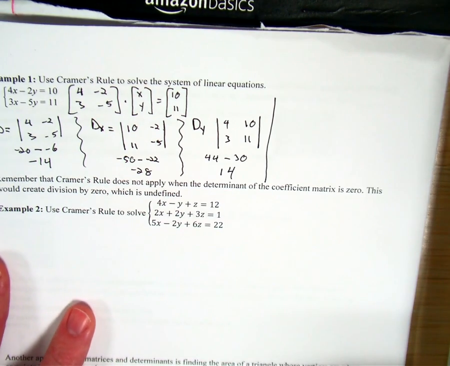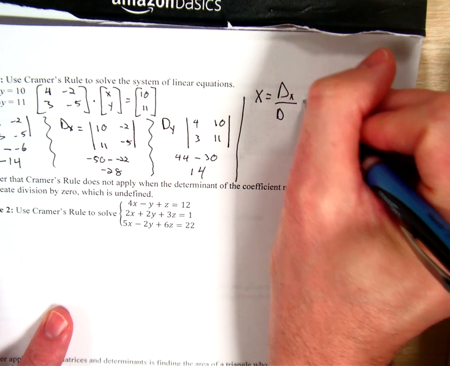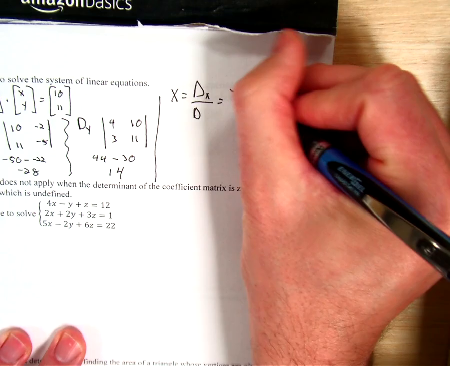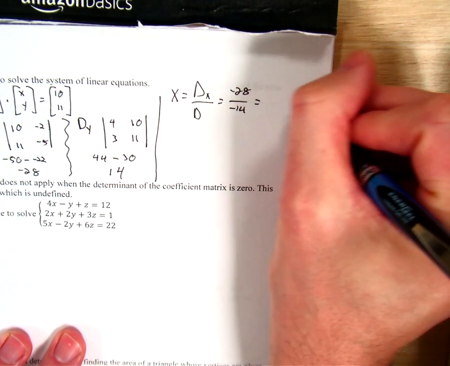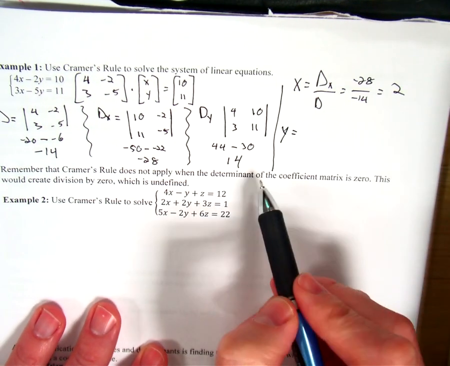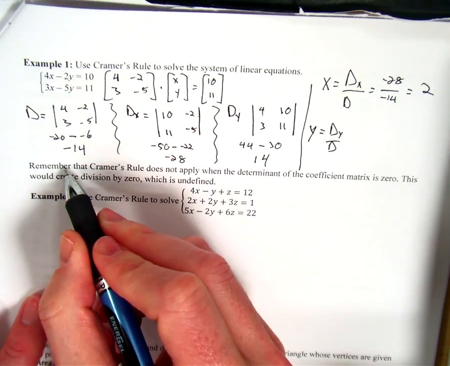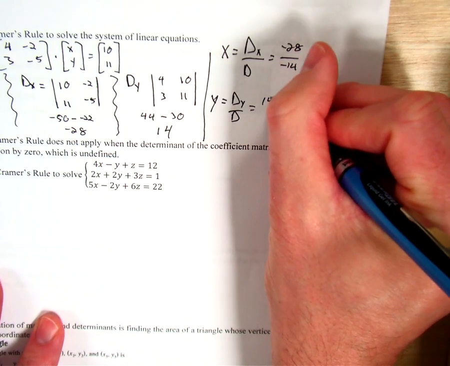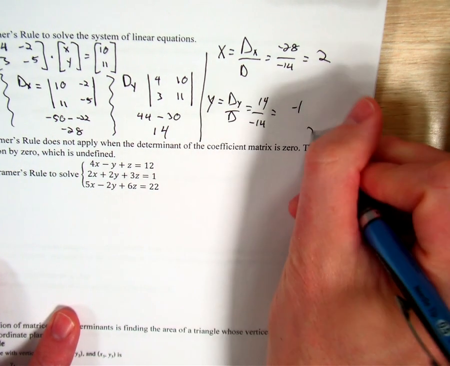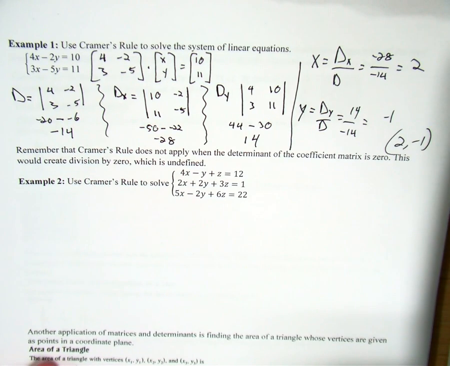Then to solve, x will equal Dx over D. That was -28 over -14, so that's going to be a +2 for x. y equals Dy over D, 14 over -14, for -1. So the answer is 2 comma negative 1. Okay, let you absorb that.